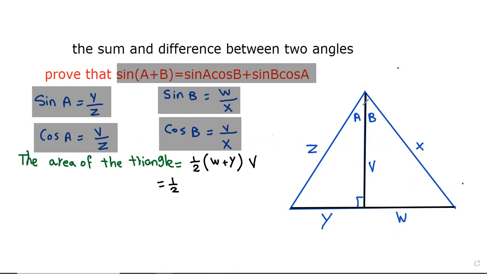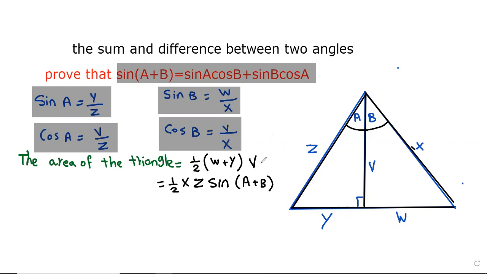Or we can find the area by using the rule we have studied before, which is half the product of two adjacent sides. The two adjacent sides here, let's take x and z, the side x and the side z. So half x times z, half the product of two adjacent sides, multiplied by the sine of the angle between them. And the angle between them is A plus B. So half x multiplied by z multiplied by sine(A + B).